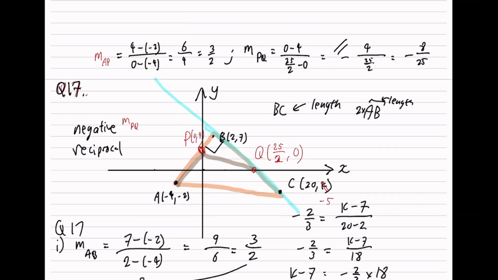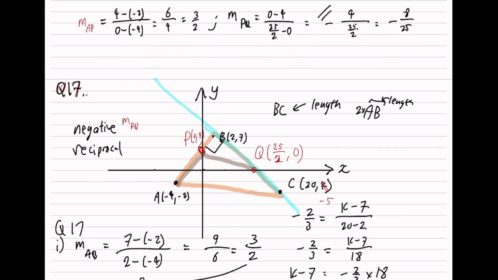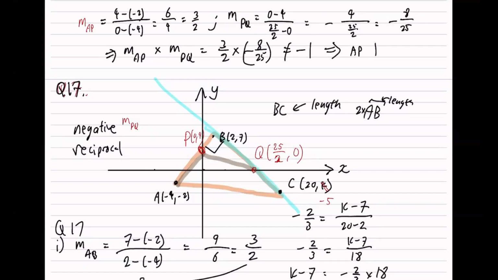So from here, let me get rid of my P and Q. From here, we can tell something. What can we tell? We can tell that if you multiply M_AP by M_PQ, it won't give you -1. Correct, yep. Not equal to -1. Conclusion: AP is not perpendicular to PQ, which means that angle APQ is not a right angle.